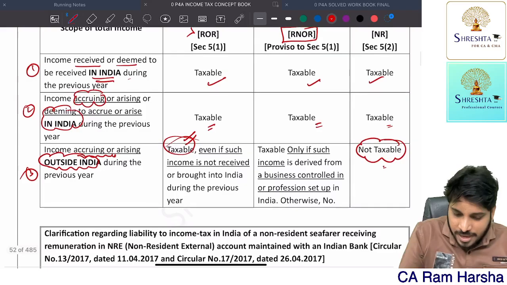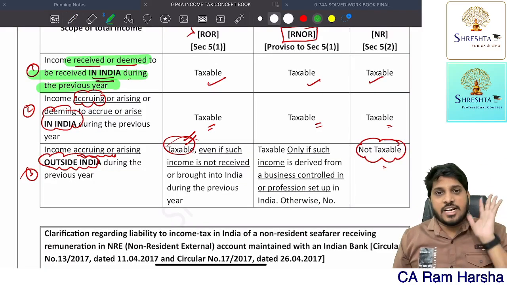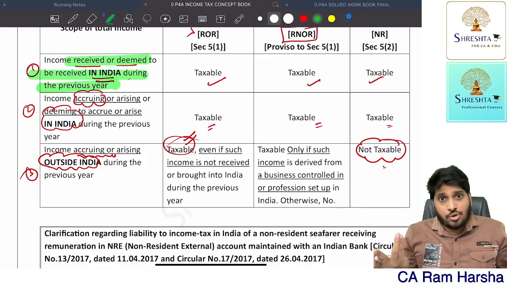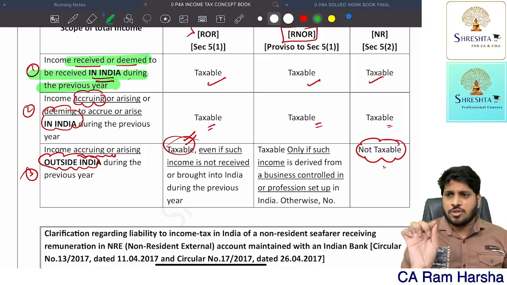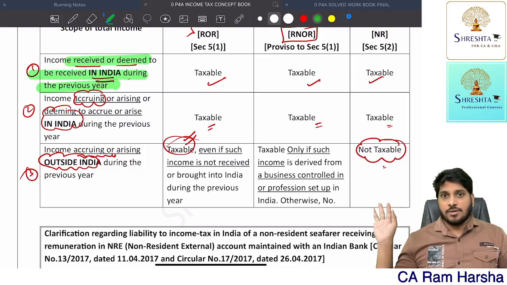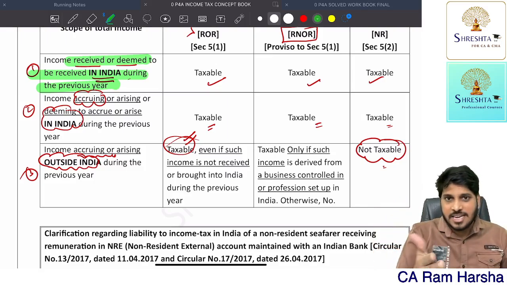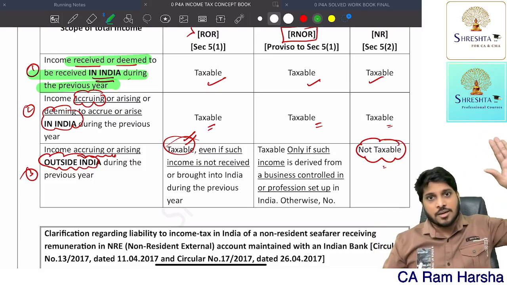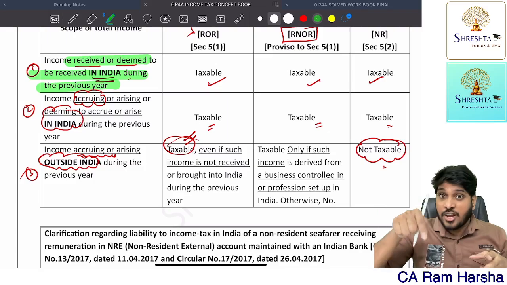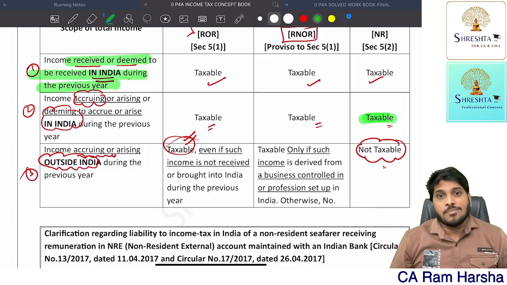When we apply the first rule, is the income received in India? In the first rule, they are not asking us anything about source. Have you received in India so and so amount? Yes, taxable, that's it. Where is the source of income? We don't bother. Suppose you did not receive the amount in India. You received it abroad. Then what do we check? Okay, received abroad. Then from where you are getting this income? What is the source of this income? If that is in India, taxable.